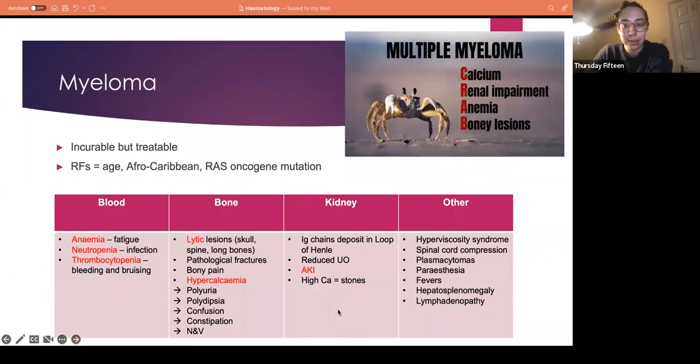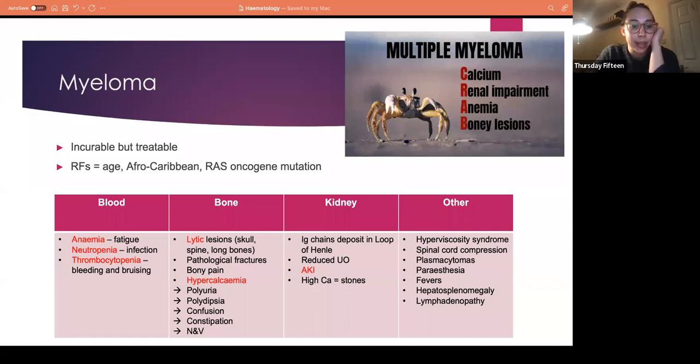So I like to split it into blood, bone, kidney, and other in terms of the symptoms of myeloma. It's an incurable condition, but it is treatable. Risk factors for it are things like age, being Afro-Caribbean, and having the RAS oncogene mutation. People remember the symptoms classically with the acronym CRAB: high calcium, renal impairment, anemia, and bony lesions.